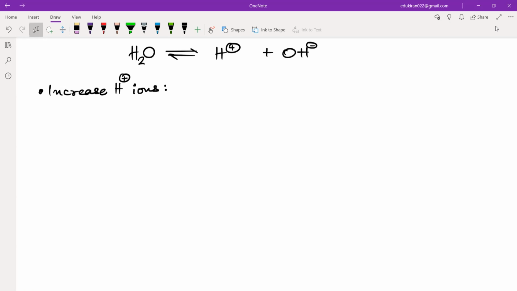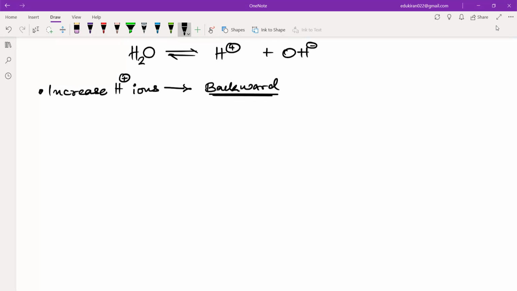Okay. Now the system can move either forward or backward. If it moves forward, it is creating H plus. So the system will move backward in order to consume H plus, right? To get less and less number of H plus. So if I increase the H plus ion, this will result in a backward direction shift. Reaction will move backward. Don't write these points, just listen. So we have understood this point.